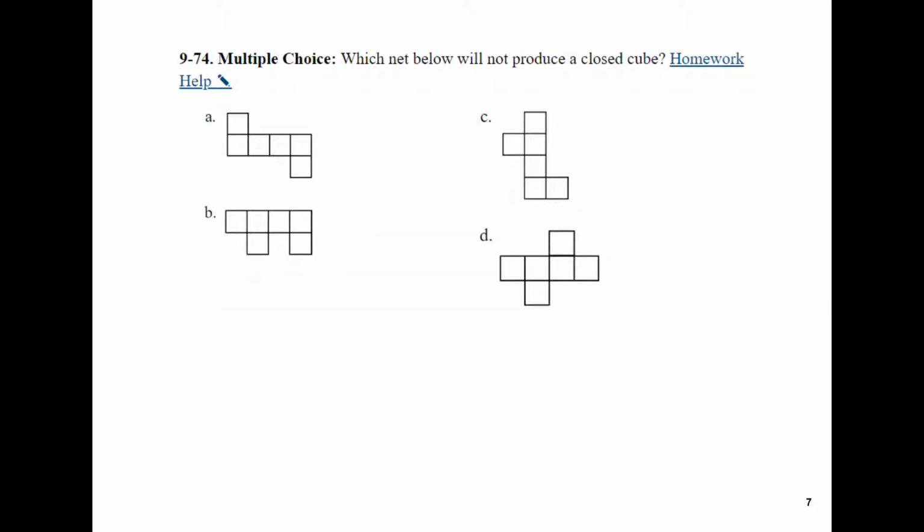Multiple choice 9-74. Which net below will not produce a closed cube? So if you fold your net, which one will not produce a cube? A will produce a cube. C will produce a cube. D will also produce a cube. But because these are on the same side, B will not produce a cube.